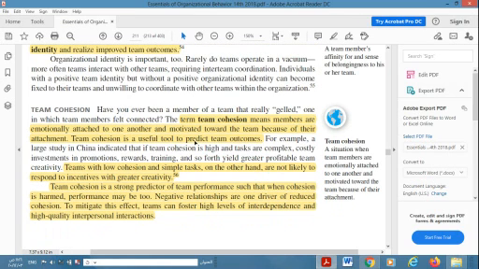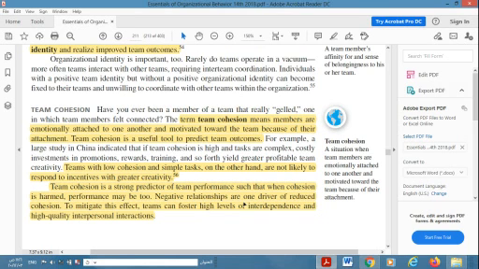For team cohesion, the term team cohesion, members are emotionally attached to one another, and motivated toward the team because of their attachment. Team cohesion is a useful tool to predict team outcomes.